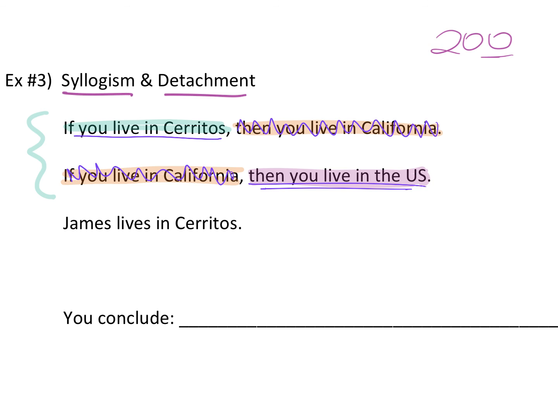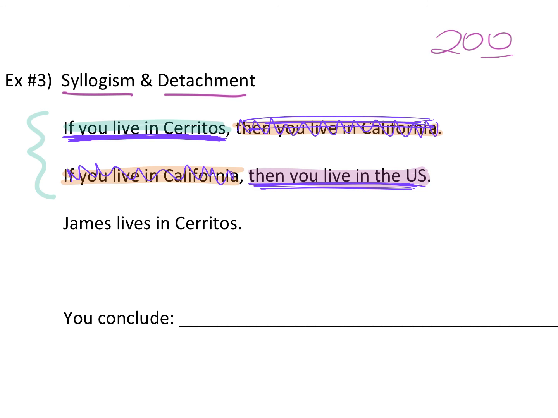It could be Cerritos in a different place. Yeah, but what if... We're pretending there is no other Cerritos. But yes, technically, actually, in Colombia and Mexico, they have other places. They both have places called Cerritos. Gentlemen, you can argue all you want about it later. Why can't we do, if you live in California, then you live in the US? Also in Ontario and Canada.